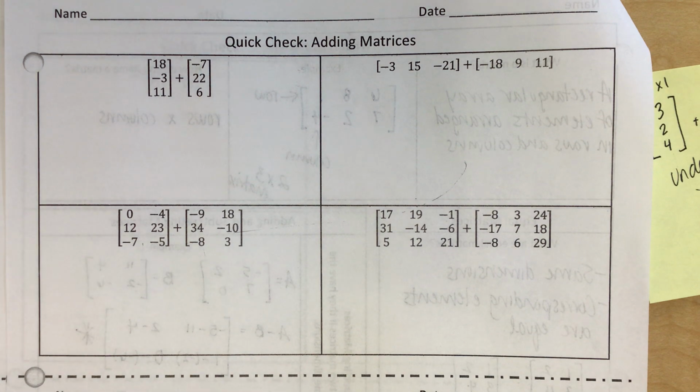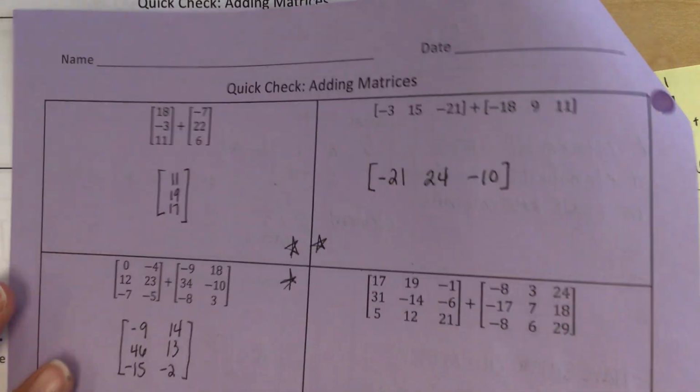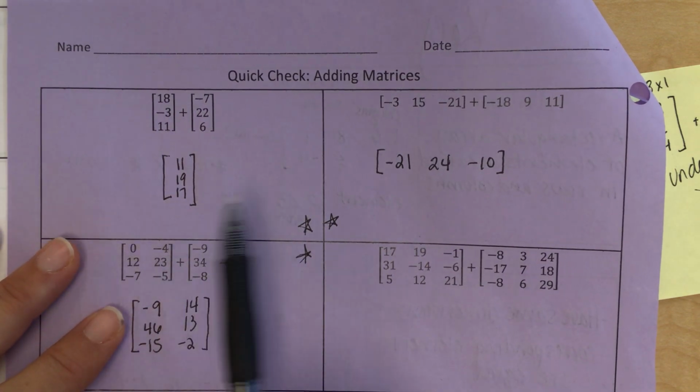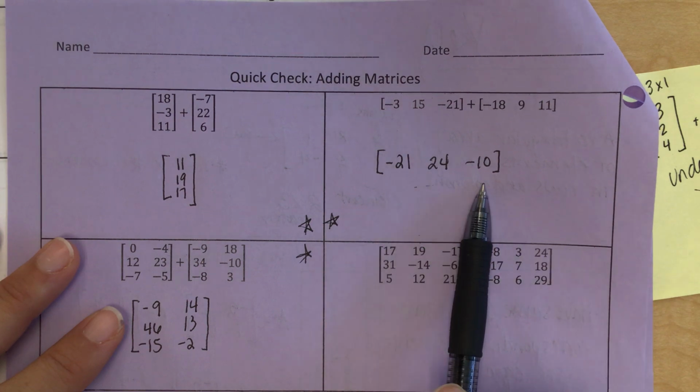All right, so hopefully you've already done these. I'm just going to pull in my answer key here. So for number 1, for this first one, it should have been this. Here, -21, 24, -10.